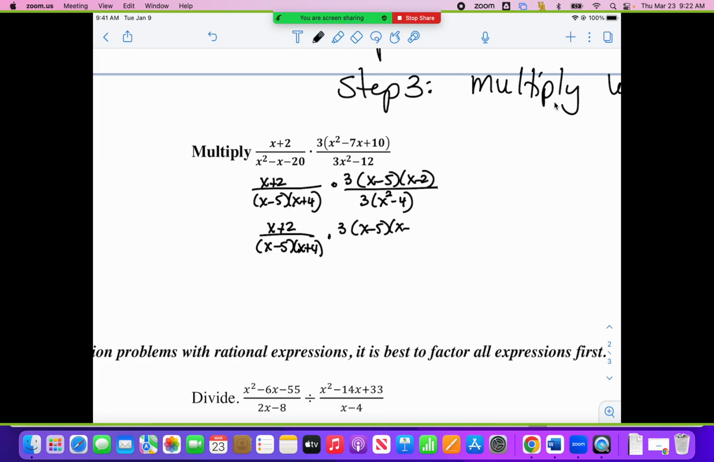So this can get a little tedious, because you have to write a lot. X squared minus 4 factors into x plus 2, x minus 2. Now I can start canceling a bunch of things. Can you see I can cancel the 3's? I can cancel the x minus 5 and x minus 5. I can cancel the x minus 2, x minus 2, x plus 2, x plus 2. Now those are all 1's up in the top. So this ends up being 1 over x plus 4.